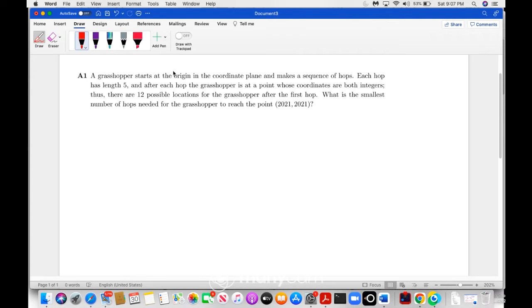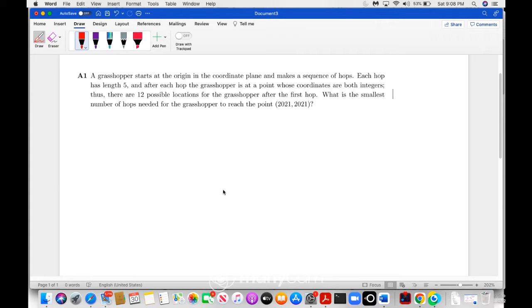It says a grasshopper starts at the origin in the coordinate plane and makes a sequence of hops. Every hop has to have length 5, and after each hop, the grasshopper is at a point whose coordinates are both integers, so either positive or negative counting numbers. Thus, there are 12 possible locations for the grasshopper after the first hop. What is the smallest number of hops needed for the grasshopper to reach the point 2021, 2021?